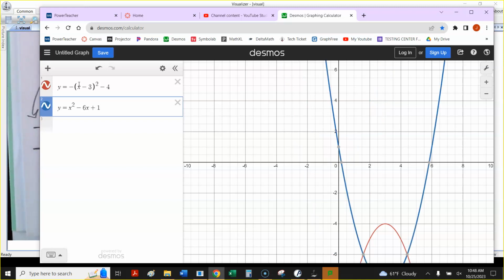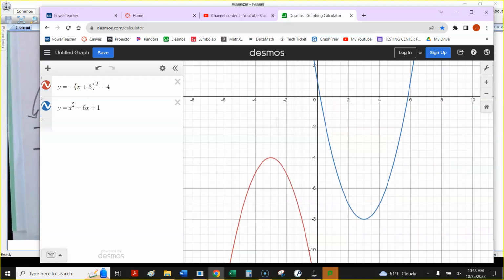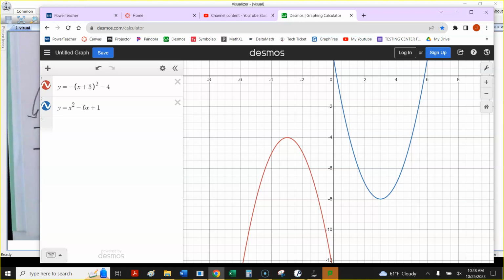Oh, I just screwed something up, didn't I? Oh, this is plus 3. There we go. But you guys can see if I move this a little bit, those two parabolas just don't ever run into each other, so there's no solution.